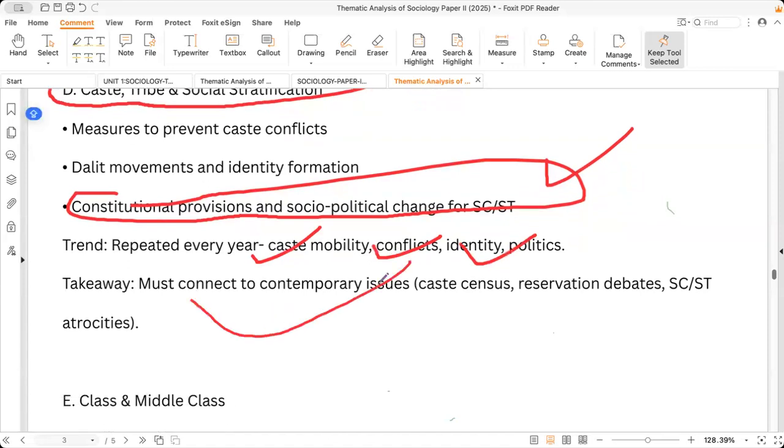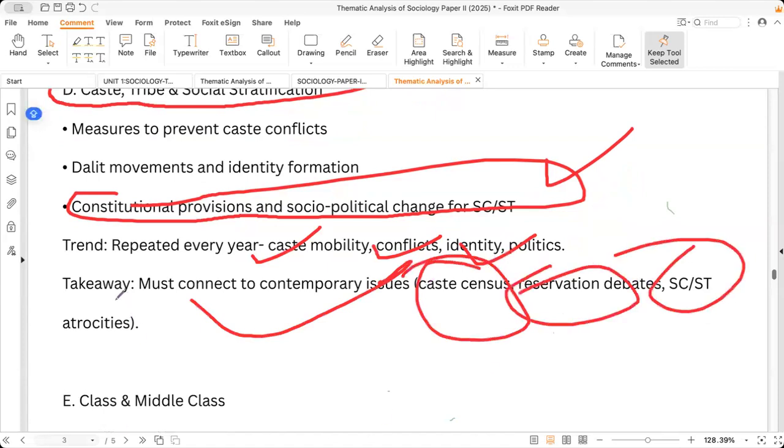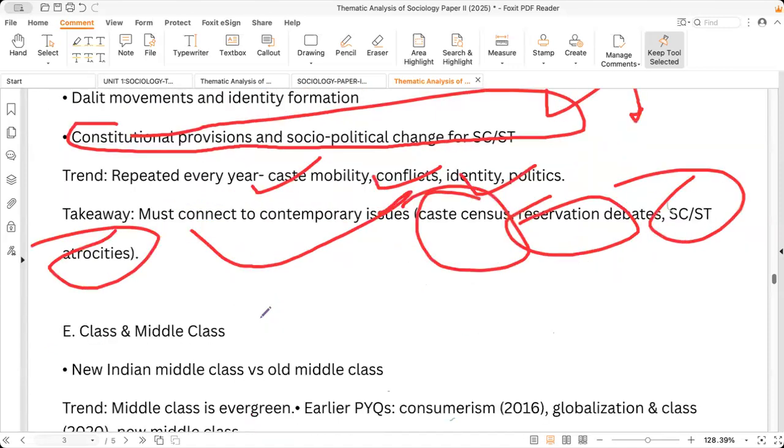And you should connect to contemporary issues like the caste census, which was covered in our current series also, reservation debates, SC/ST atrocities. So I will tell you how to maintain current affairs notes as well, or how to capture current affairs topics, at last.